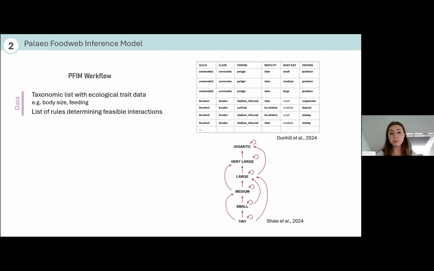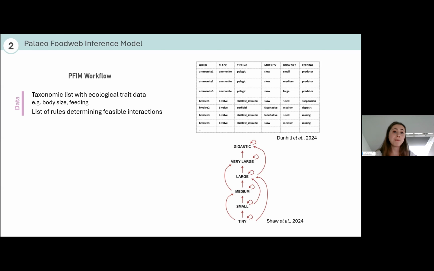So starting off with the meta-community food webs, the FIM model requires two different bits of data. Firstly, it needs a taxonomic list with ecological trait data. So it could look something like this, for example, in the top right, where you have your clade, and then there are 4 different ecological traits. And then the second bit of data that the FIM needs is a list of rules for each of these traits, which determines whether or not a feeding interaction is feasible.